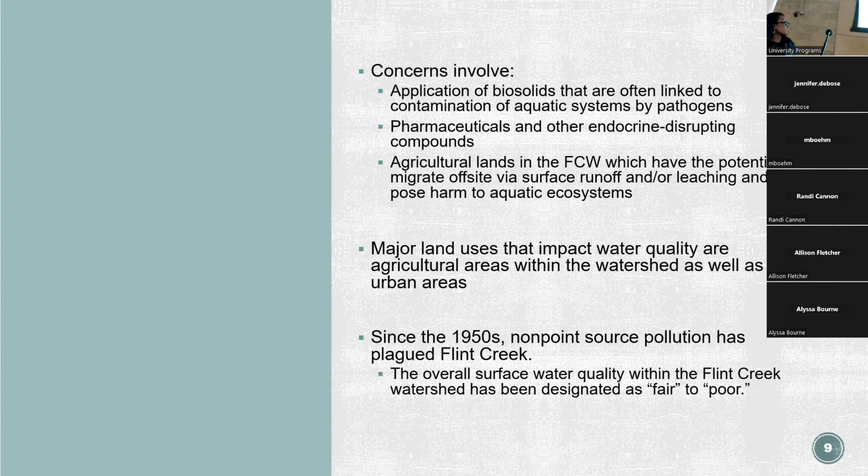Many land uses that impact the water quality are agricultural areas within the watershed as well as urban areas. And so since the 1950s, the non-point source pollution has plagued Flint Creek. And so the overall surface water quality within the watershed has been designated as fair to poor. And this led the EPA to adopt Flint Creek watershed as one of its pilot watershed studies.